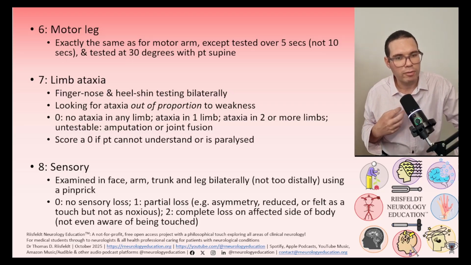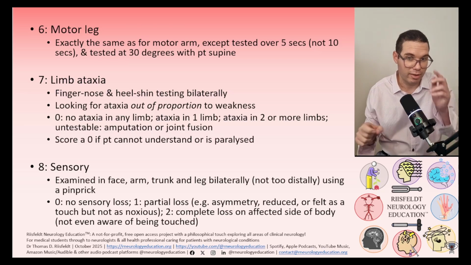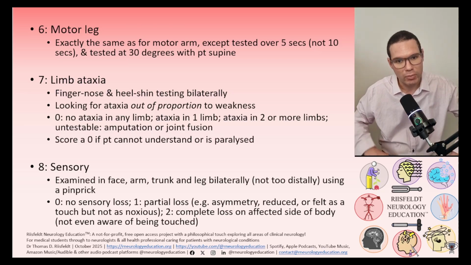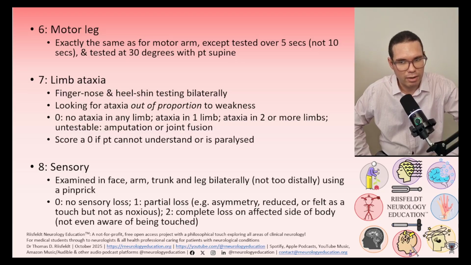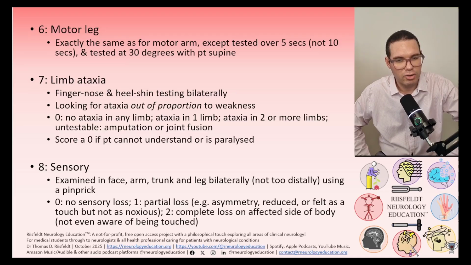And what you're doing is you're looking for ataxia which is out of proportion to the weakness, and this is explicitly stated in the NIHSS publication. So if the patient is really weak and then they have some limb ataxia, but that's clearly proportionate to the degree of the weakness, then that's not supposed to be scored according to the NIHSS publication. So you're looking for ataxia which is disproportionate to the weakness.